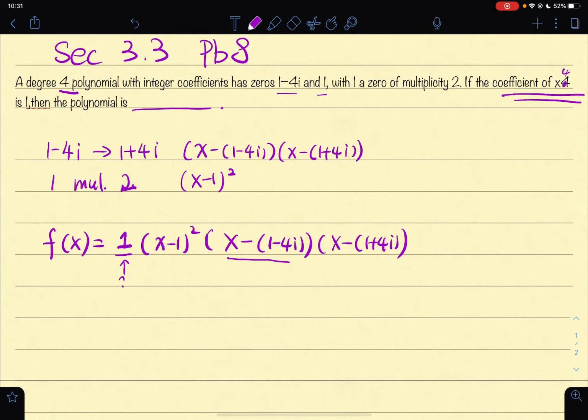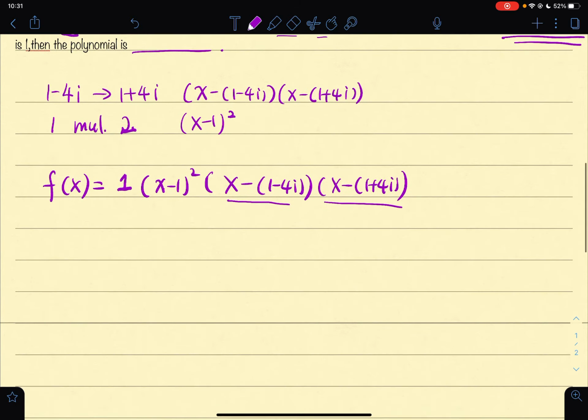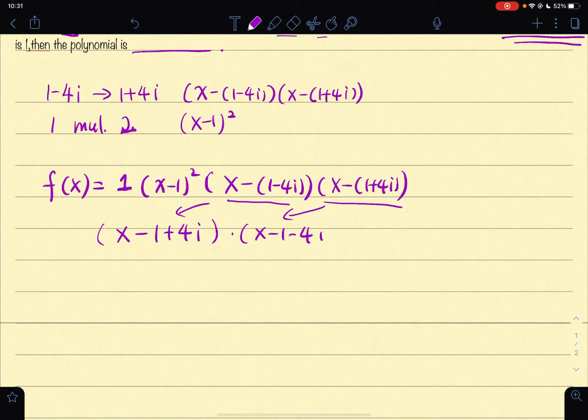Therefore, you want to multiply them together. The whole reason we said conjugate numbers appear in pairs is because they can have a perfect cancellation. So you only leave real numbers, and the i is going to disappear. So you can multiply this out and see what you get. You have x minus 1 plus 4i, which is your first term, times the second term, which is x minus 1 minus 4i.